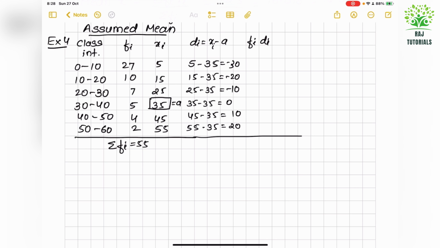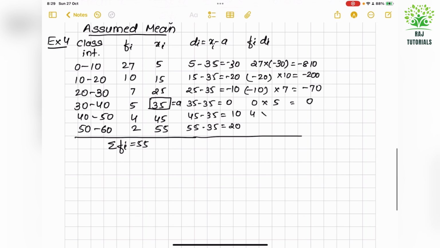Now the last column is fi di. So now I have to multiply di with fi. So here I will multiply 27 into minus 30, so that I am getting as minus 810. Same way, minus 20 into 10, so I will get minus 200. Then the third one is minus 10 into 7, so minus 70. Then 0 into 5, so 0. Then 4 into 10, so 40. And 20 into 2, so 40. So if I do summation fi di, I will get minus 1000, because here both plus and minus numbers are there, so I have to solve them.